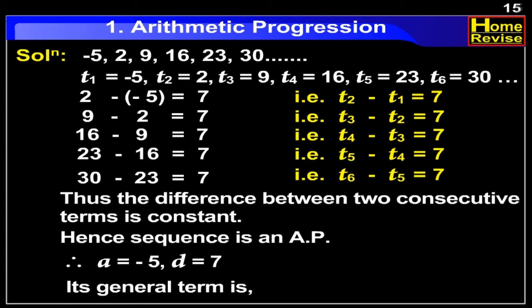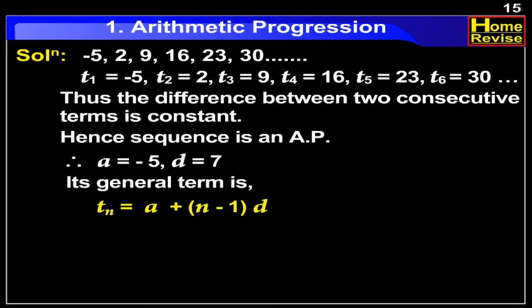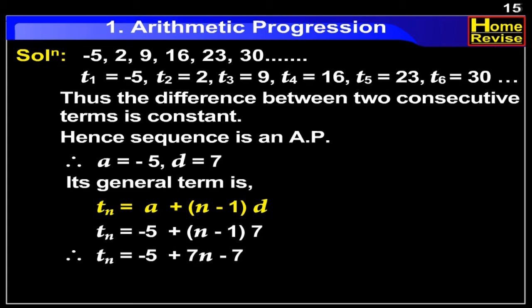Its general term is Tn is equal to A plus n minus 1 into D. Substituting the values of A and D, we get Tn is equal to minus 5 plus n minus 1 into 7. Therefore, Tn is equal to minus 5 plus 7n minus 7. Therefore, Tn is equal to 7n minus 12.